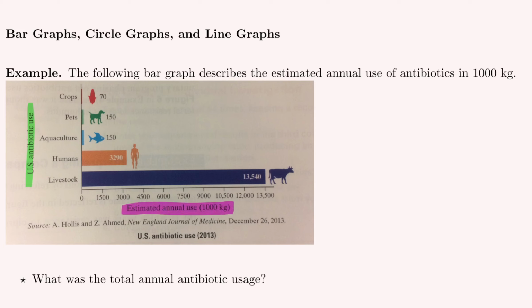The horizontal axis measures the estimated annual use, and one thing that we want to note here is it did specifically say all these numbers are in 1,000 kilograms. So for instance, this 70 is not the number 70 as we think of, it's actually representing 70,000 kilograms.